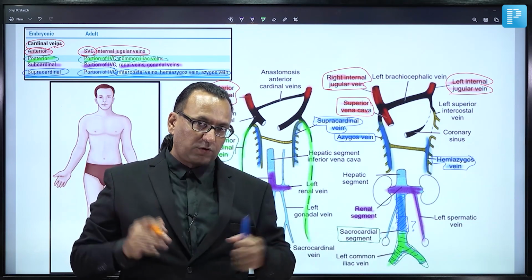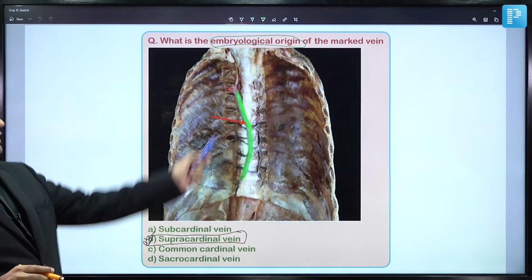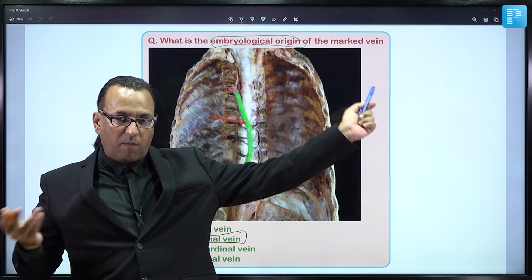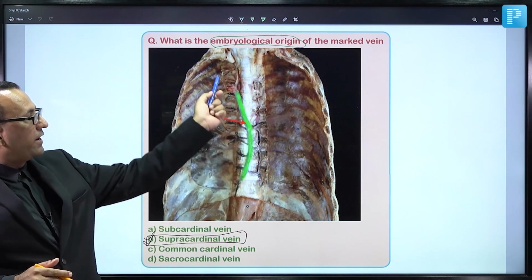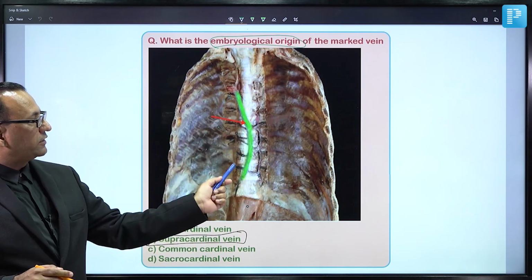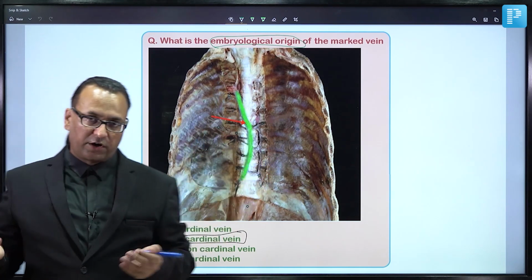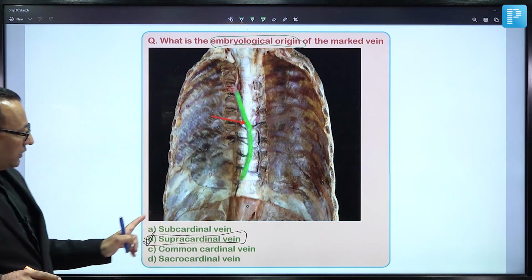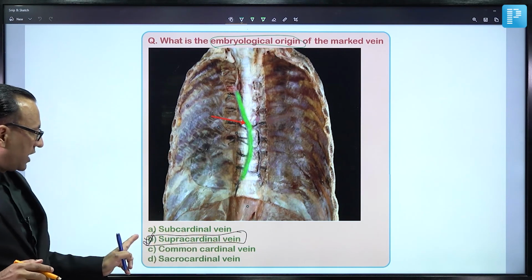Anyhow, let us go back to the question. What was it asking? It was asking what is the embryological origin of the marked vein. The marked vein is draining the thorax. It is the azygous venous system. Azygous venous system is contributed by the supracardinal vein. Of course, the answer is choice number B.